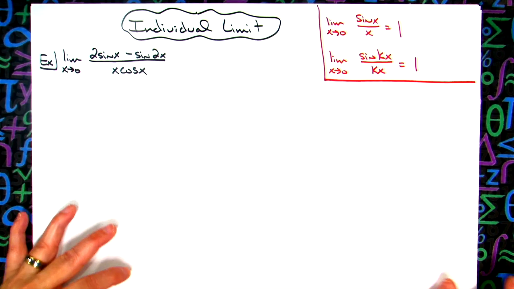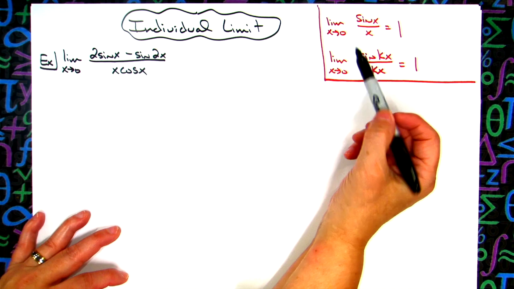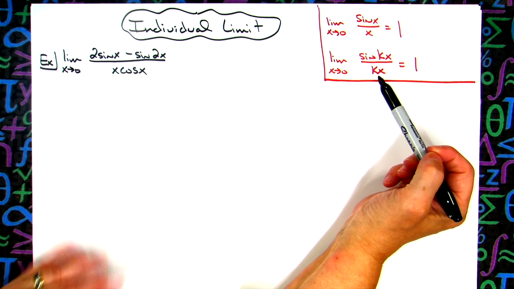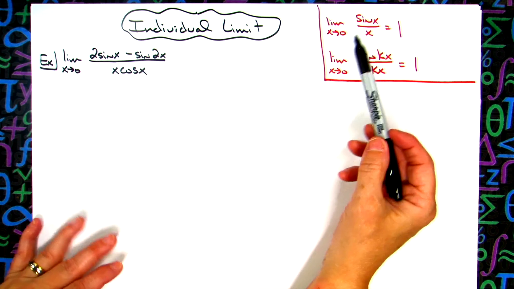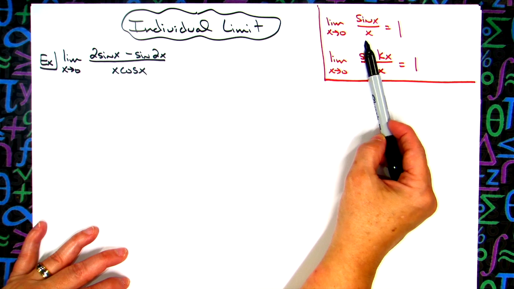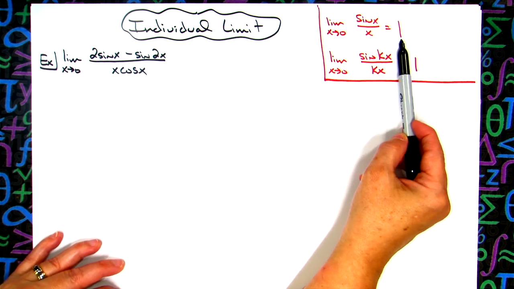All right, in this video, we're going to take a look at an individual limit. I am going to use these two properties of limits to be able to evaluate this. I am assuming that at this point in a Calc 1 class, you have looked at the limit as x approaches 0 of sine x over x. You probably went through a proof to prove that that equals 1.